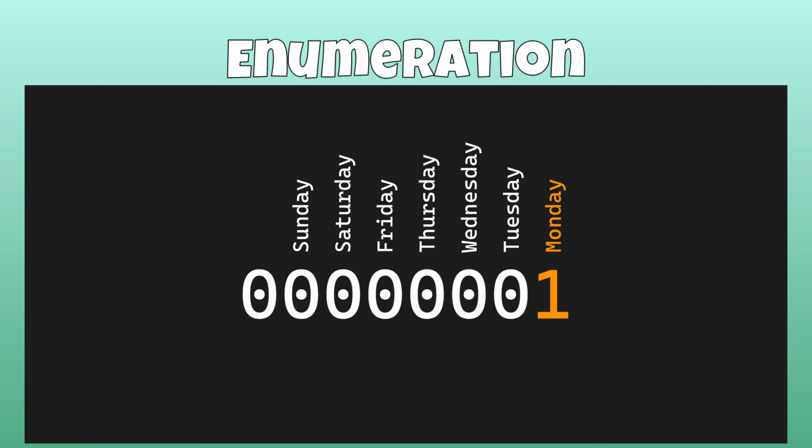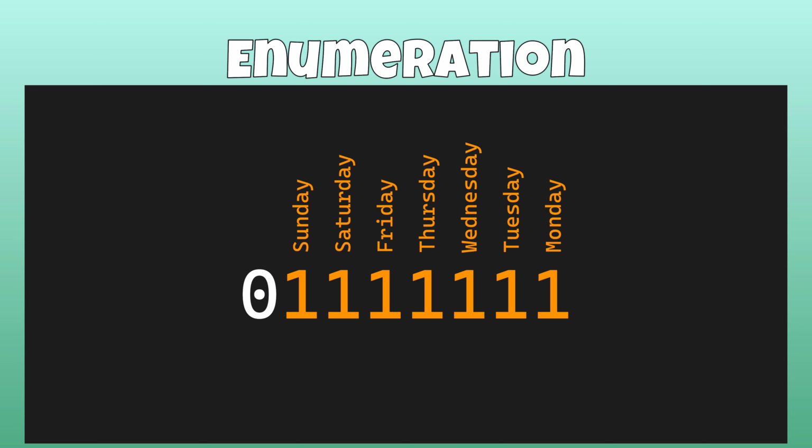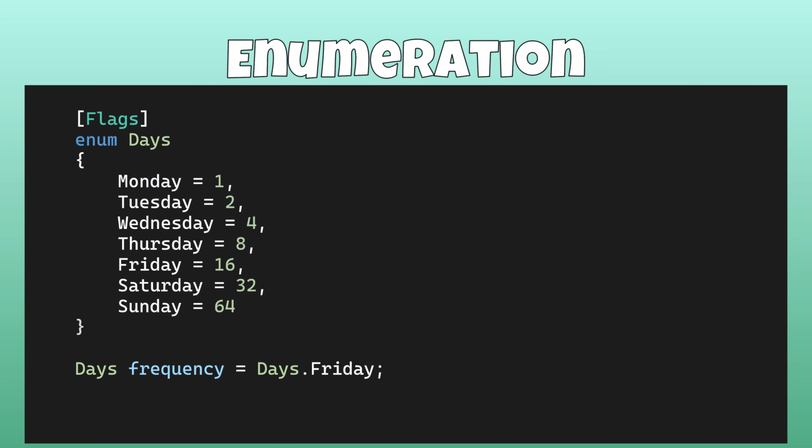If you want to select Saturday and Sunday, you can represent it in this way, with a 1 corresponding to Saturday and Sunday. And if you want to select all the days of the week, then you put a 1 for each day of the week. Another way of writing values would be to use this notation.